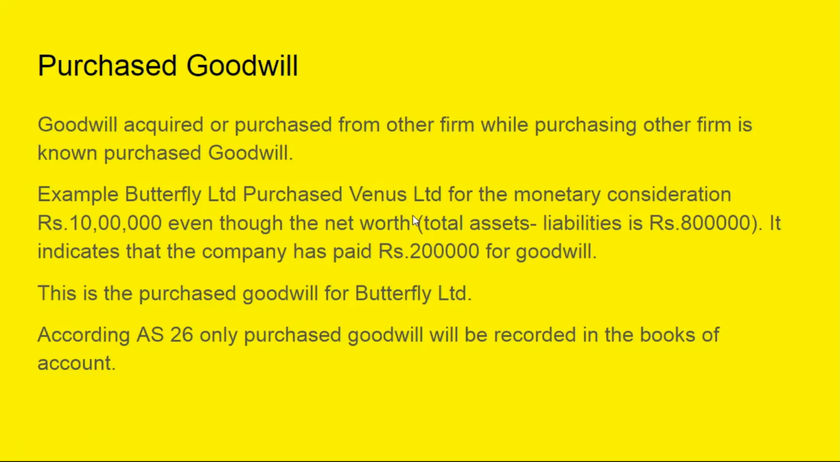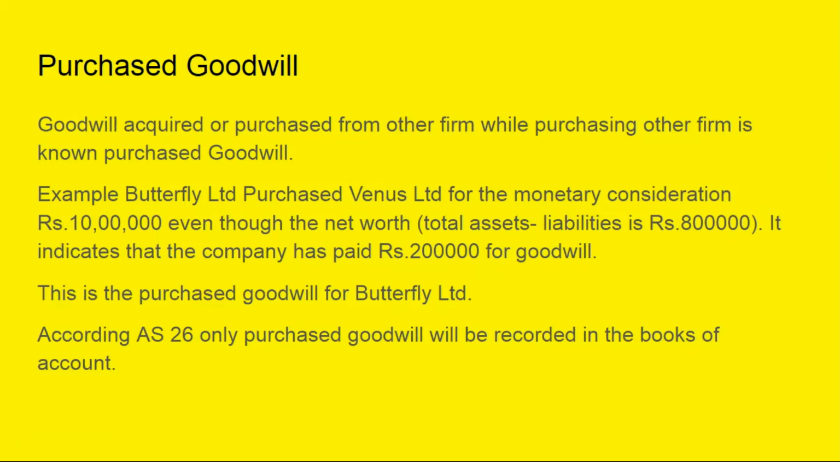Say, for example, a hypothetical example: Butterfly Limited purchased Venus Limited for the monetary consideration of 10 lakh, even though the net worth, meaning the total assets minus the external liabilities, is 8 lakh. It indicates that for 8 lakh net worth, the company has paid 2 lakh. Here the 2 lakh is paid for the goodwill of the firm.